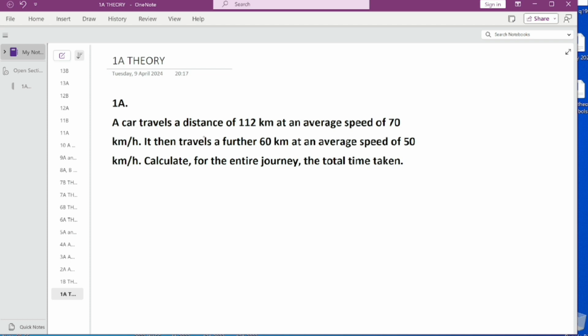Looking at the question, we know that the car traveled in two phases and we're finding total time taken. So for the first phase, you find the time taken, then for the second phase, you find the time taken, then you add the two times together to get your final answer.